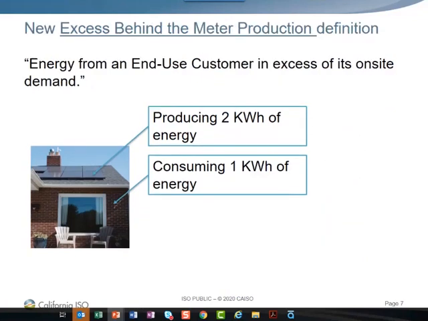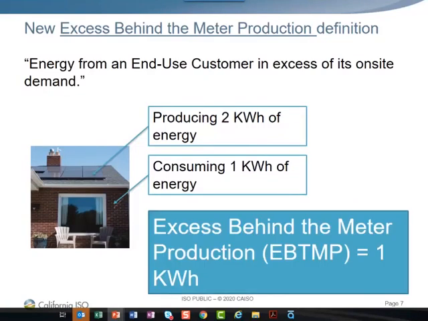The next definition, which is new, is excess behind the meter production. And the definition for that is energy from an end-use customer in excess of its on-site demand. So in this case, the excess behind the meter production is that 1 kilowatt hour that's not being used to serve Bob's house, and it's being pushed out onto the grid. The excess behind the meter production there is 1 kilowatt hour.